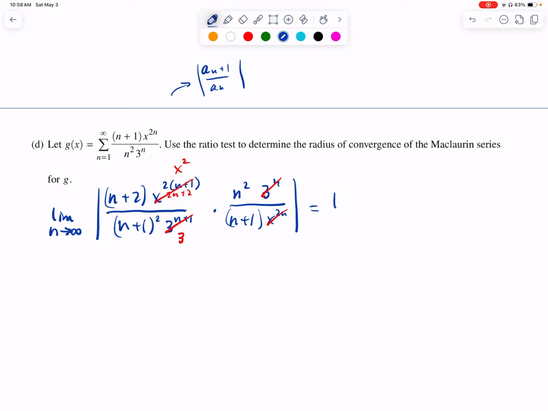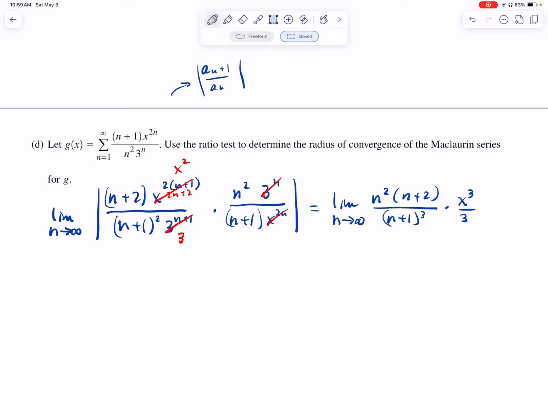So let's simplify here. Limit n goes to infinity. Let's see if we still need absolute value here. All the n's are positive, so none of that needs absolute value. And x squared is positive, so we don't need absolute value around that. And the 3 is gone. Let's just list stuff out. So n squared times n plus 2 on the top over n plus 1 cubed, times x squared over 3.